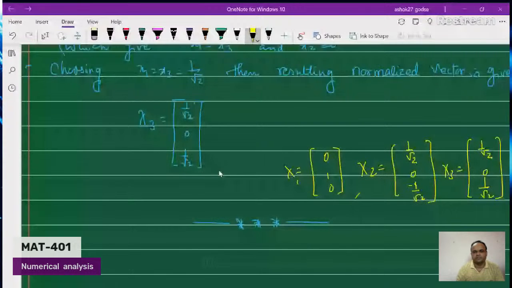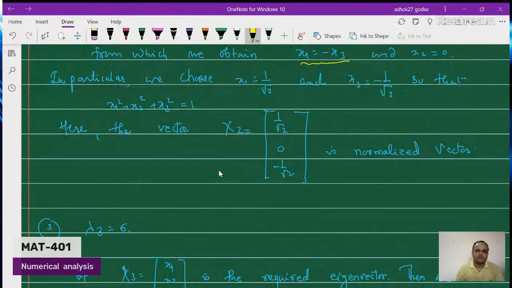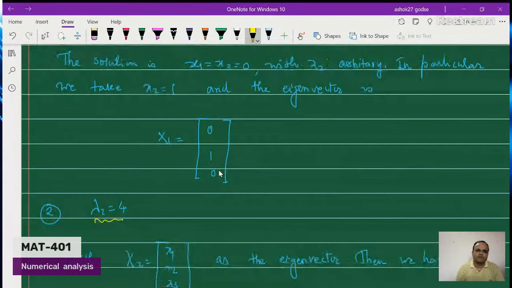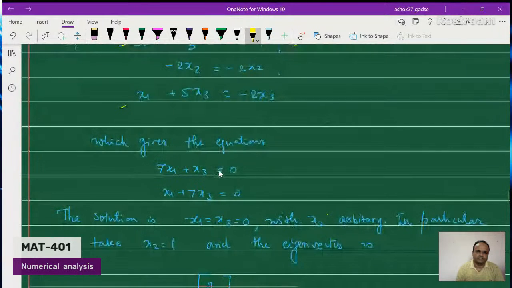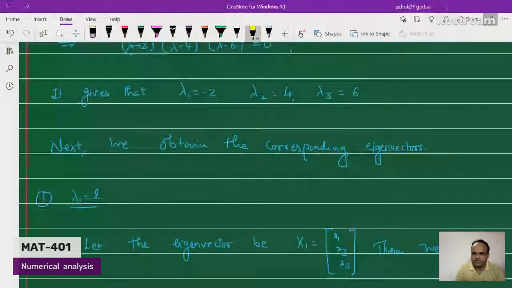So these are the three eigenvectors corresponding to eigenvalues lambda 1, lambda 2, and lambda 3, that is minus 2, 4, and 6. So this is the end of this chapter, that is solution of a linear system of equations. In the next lecture, we will start the last chapter, solution of ordinary differential equations using numerical methods. So till then, I will stop here.